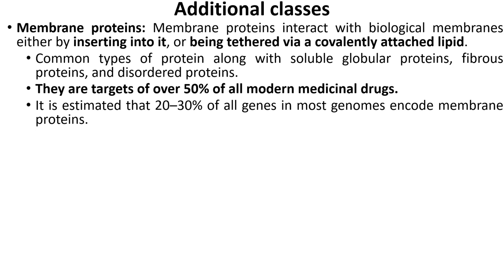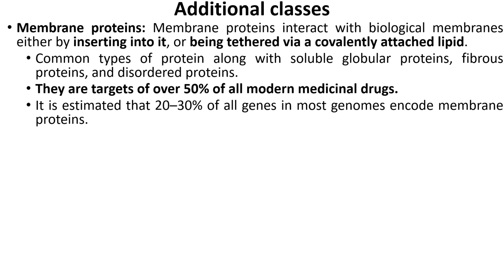There are some additional classes also, like membrane proteins, which we have seen. Membrane proteins normally interact with the biological membranes. They are associated with the membranes, either as an integral part, integrated protein, or as peripheral proteins, either by inserting into it or being tethered by a covalently attached lipid. Then there are some common types of protein along with soluble globular proteins, fibrous proteins, or disordered proteins. In most cases these membrane proteins are the target for modern medicine, either as a receptor or ligand, for diagnostic or therapeutic purposes. It is estimated that 20-30% of all genes in most genomes encode membrane proteins.